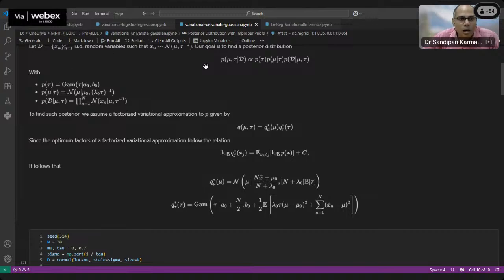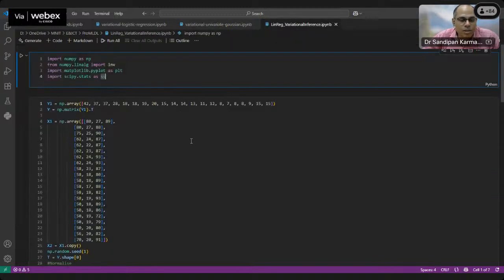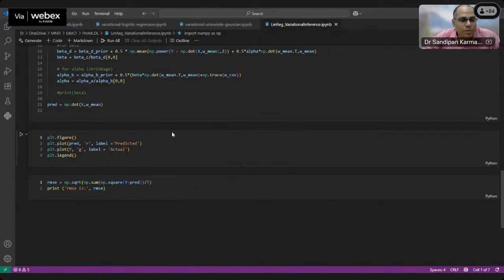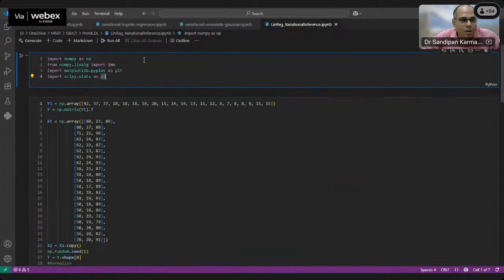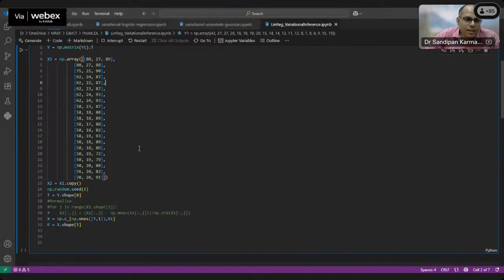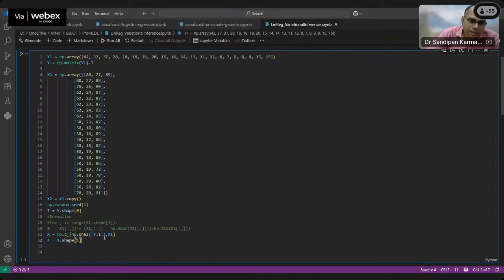Now regarding the linear regression using variational inference. I am now creating a kind of synthetic data set, and we are trying to find out exactly how it works. First, these are the necessary packages. Second, I'm creating some synthetic data. Here you can see there are three predictors and one response variable.